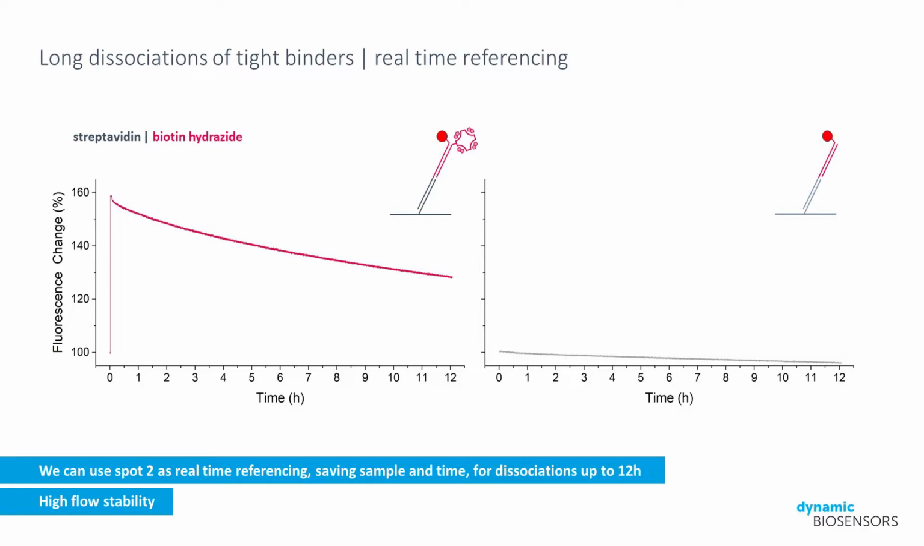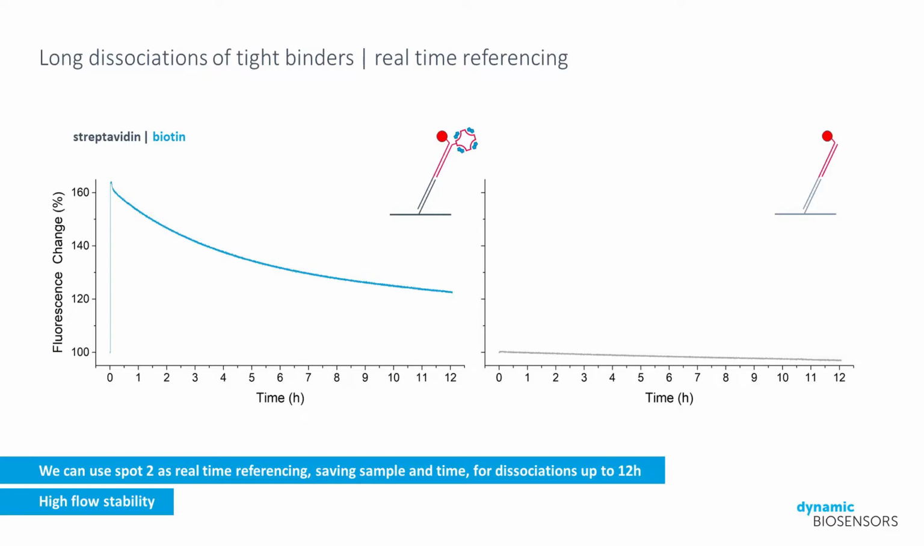And in addition, you can use spot 2 as a real-time reference, as we have in our assay, to observe and adjust for the signal drop that can occur over this long 12-hour dissociation, without the need of a blank run. The beauty of the system is that it's so stable that you can nicely discriminate the difference between two tight binders, and this is the reason why we decided to showcase two different systems, so biotin and biotin hydrazide.